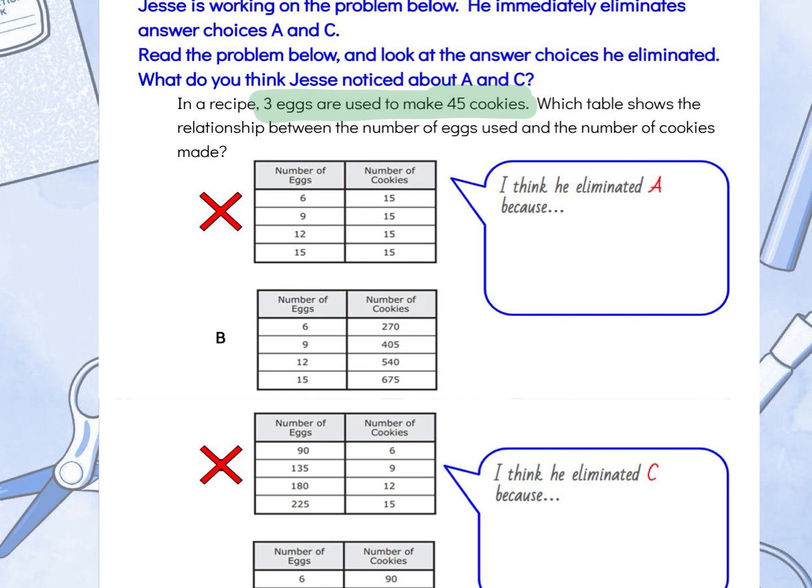Okay, good. So the reason why A cannot possibly be the answer is because in table A, all of the number of cookies are exactly the same. They all say 15. Whereas if you're going to use more eggs, right? These numbers are going up. If you're going to have more eggs, you should also be making more cookies. Okay, so I think he eliminated A because the number of cookies doesn't change.